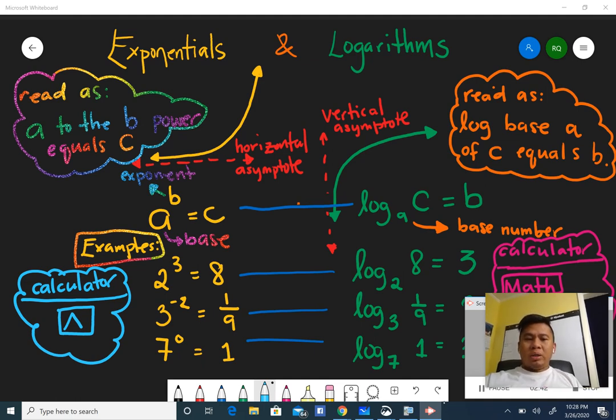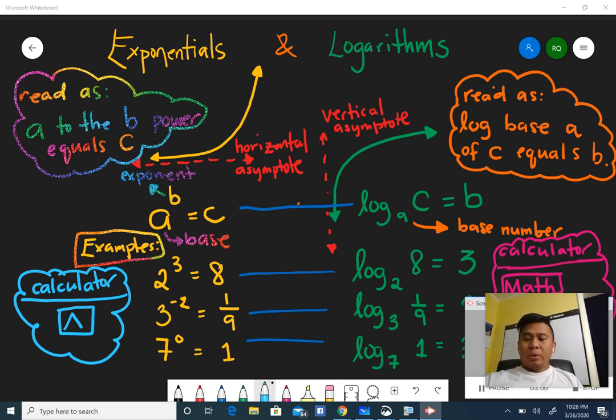So again, as we may see, the base on our exponential will be the base number on our logarithm. The exponent in our exponential will be the answer to our logarithm, while the answer to our exponential will be the number here, c, for our logarithm.